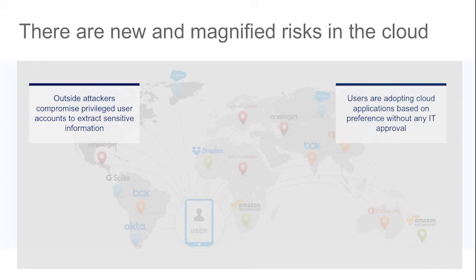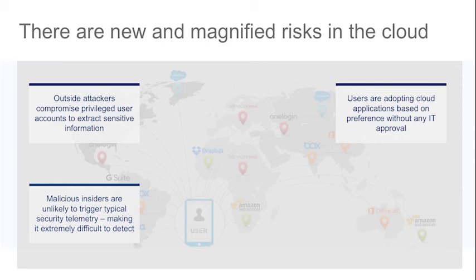Department heads may be approving cloud apps for entire departments to use, rolling out a new tool without consulting IT. Users are adopting cloud applications based on personal preference without IT approval. The real danger to an organization, however, is shadow data. Malicious insiders are unlikely to trigger typical security telemetry, making it extremely difficult to detect.